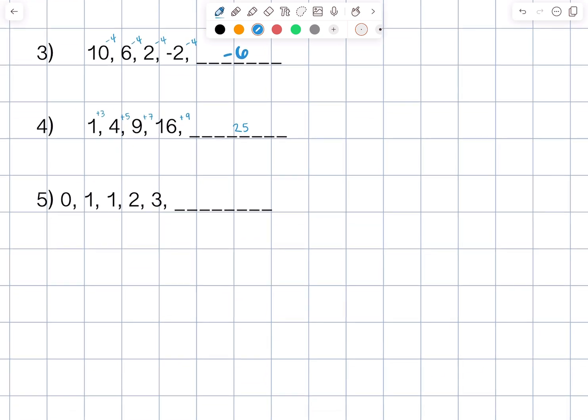And for the last one, this is something called the Fibonacci sequence. And I think it's pretty cool, where you're adding the previous 2 terms to get the next term. So 0 plus 1, that's 1. And then 1 plus 1, you get 2. 1 plus 2, you get 3. So then 2 plus 3 should give us 5.